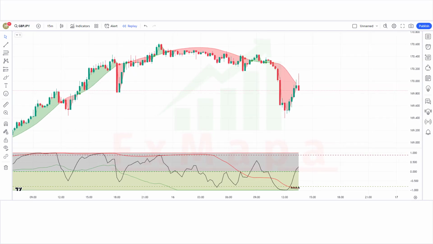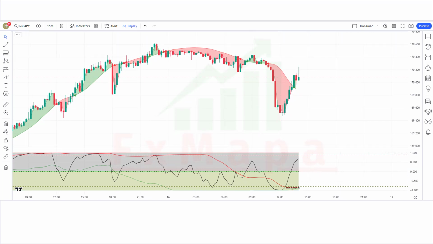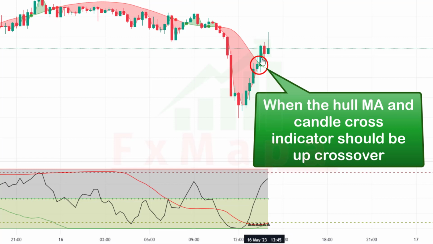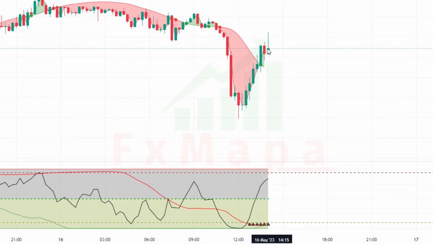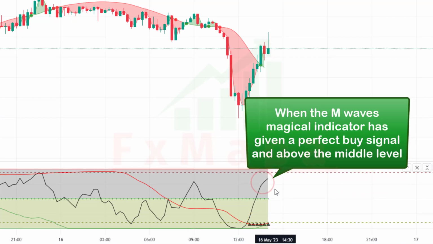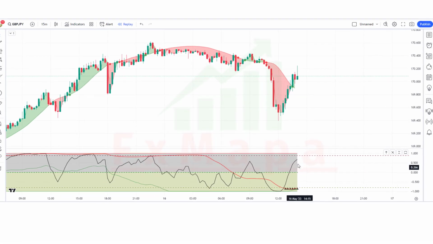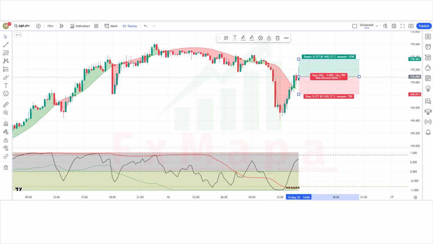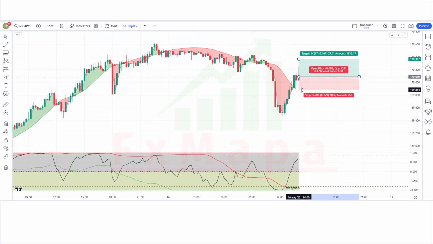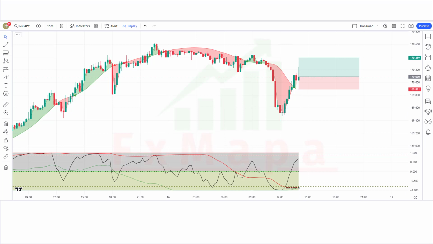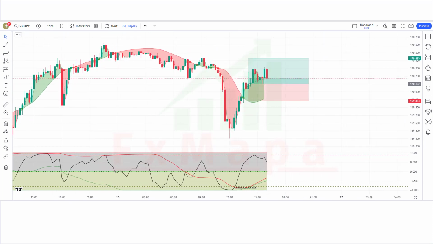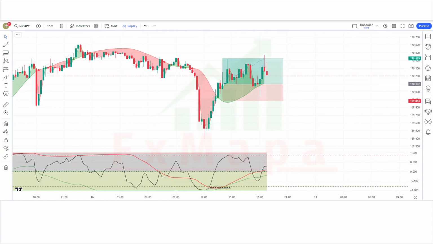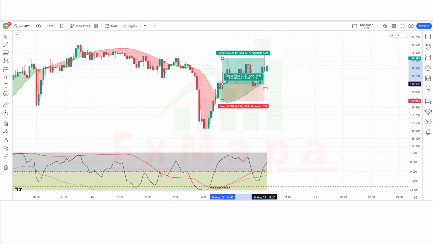Now, let's understand the concept where we will take buy and sell trades based on their conditions. The Hull Moving Average and Candle Cross indicator should be an up crossover. The market forms a bullish candle. The M Waves magical indicator has given a perfect buy signal and is above the middle level. If these conditions are fulfilled, then we will place a buy order. Our stop loss will be placed at the Hull Moving Average line, and the risk to reward ratio will be 1:1.5. The market has completely hit the target.